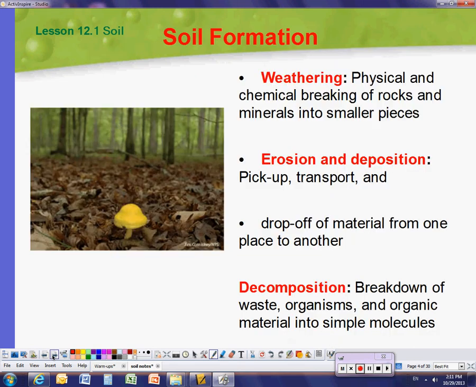Soil forms from weathering. What that means is that it is the breakdown of rocks and minerals. So weathering, not like weather precipitation, but weathering like the breakdown of rocks and minerals. And deposition is the addition of more minerals. Same thing with erosion. Decomposition is the breakdown of organic material. All right, so I said that word erosion.